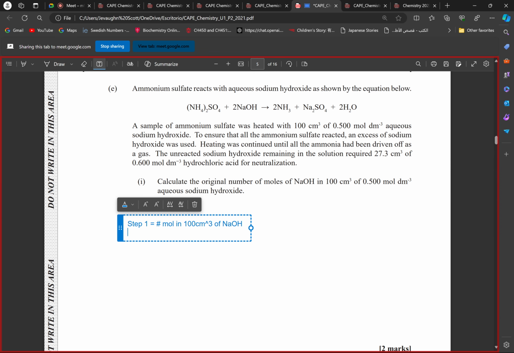So what's the next step? With that information, what is it that you do? Convert it. That's what the question is asking. No, you're going to use mole ratio to find out how much reacts. So you find out how many moles are in that, and then you're going to use mole ratio to figure out how much actually reacted in the reaction.